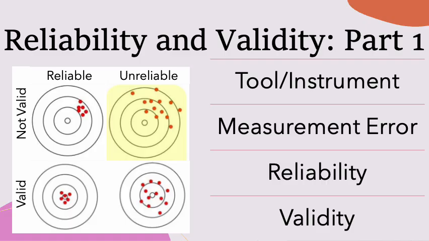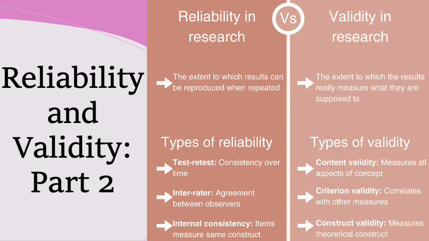If we look at the bottom left, we see the tool is not only reliable, the dots are all very close to each other, but it is valid. The dots are in the middle of the bullet. And so we're looking at how close are these dots to where we want them to be. Are they measuring what we want them to measure? We are now going to briefly touch on the three main types of reliability and validity.